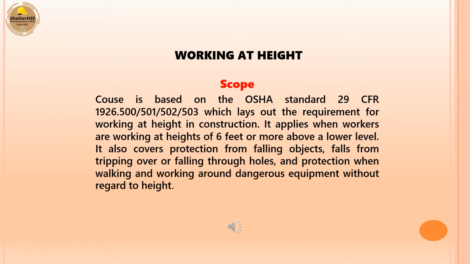CALS is based on the OSHA Standard 29 CFR 1926.500/501/502/503, which lays out the requirement for working at height in construction. It applies when workers are working at heights of 6 feet or more above a lower level. It also covers protection from falling objects, falls from tripping over or falling through holes, and protection when walking and working around dangerous equipment without regard to height.